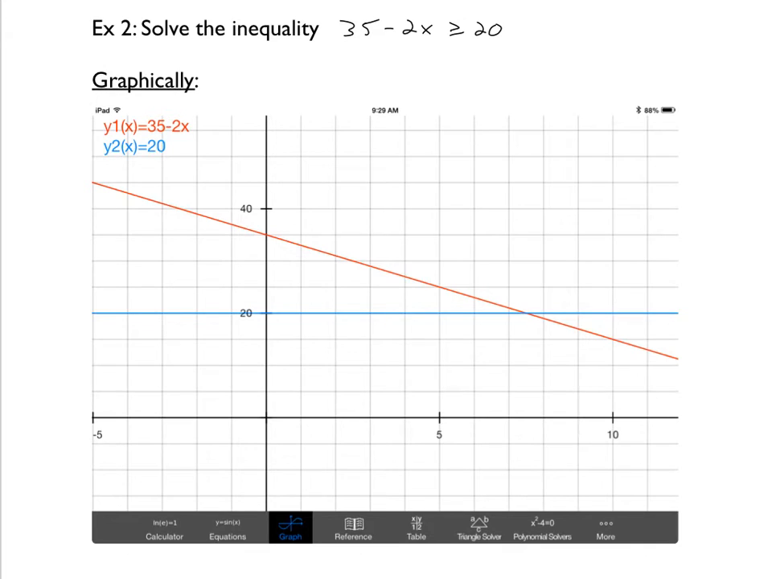Okay, now let's solve this graphically and algebraically as well. So we have 35 minus 2x is greater than or equal to 20. So I've taken the left-hand side as the red function, and that's just this line. And then the right-hand side is equal to 20, so y equals 20 is right here. So we want to find our point of intersection, which is right here. And that is about 7.5.